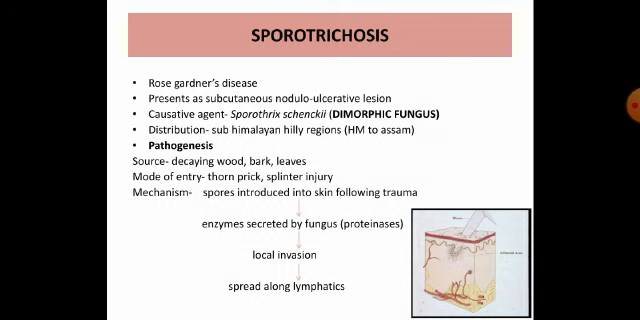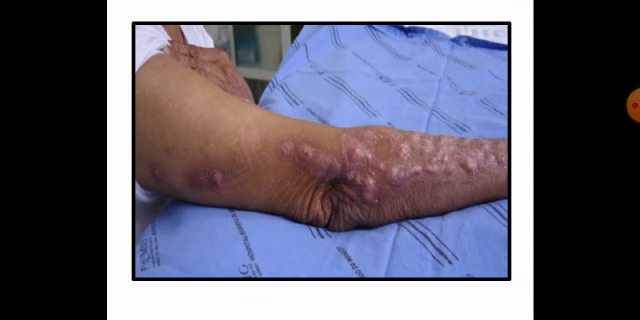So it is also common among the carpenters. So the mechanism is the spores of this fungus get introduced into the skin following this trivial trauma. The enzymes, the proteinases, are secreted by the fungus. They cause local invasion and then local destruction in the subcutaneous tissue. Then they start spreading along the lymphatics of the affected region. Therefore, you can see that the nodules or the ulcer is found along the line of the lymphatics. This is a picture where you can see the nodulo-ulcerative lesions on the hands.